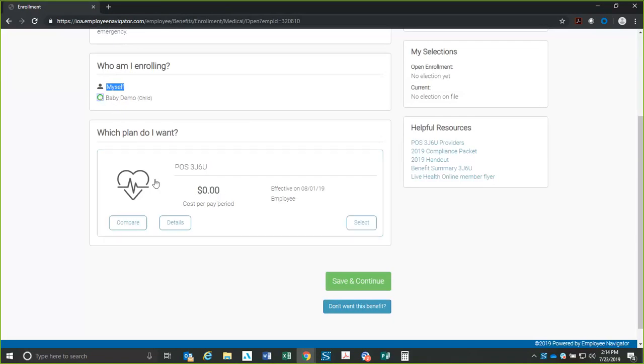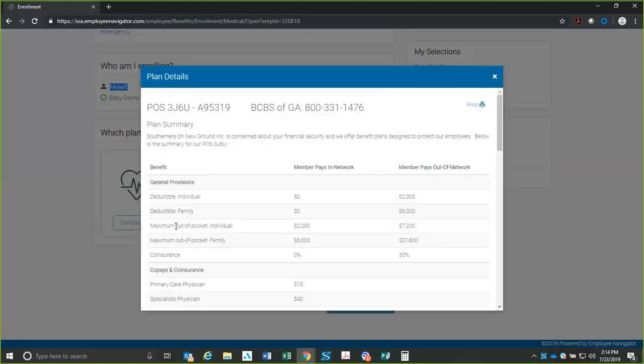If you want to see all of the benefits and the rates, I always recommend looking at the compare or the details. Since we only have one plan here, either one will work. Details will have more details on this one plan. The compare will look at last year's plan that you've enrolled in, because we do have last year's data as well, and then compare it to the current plan.